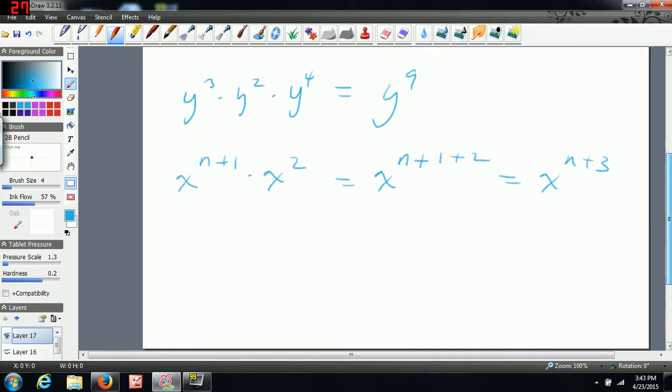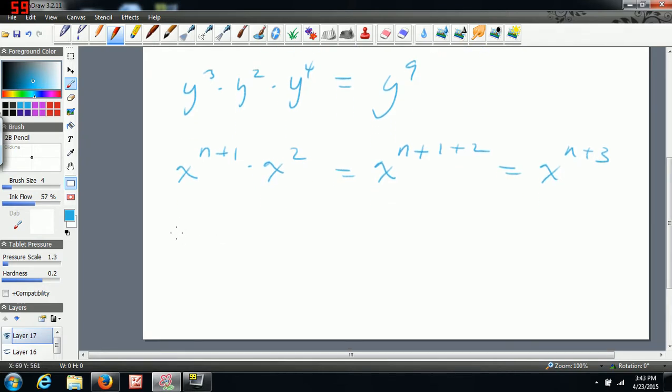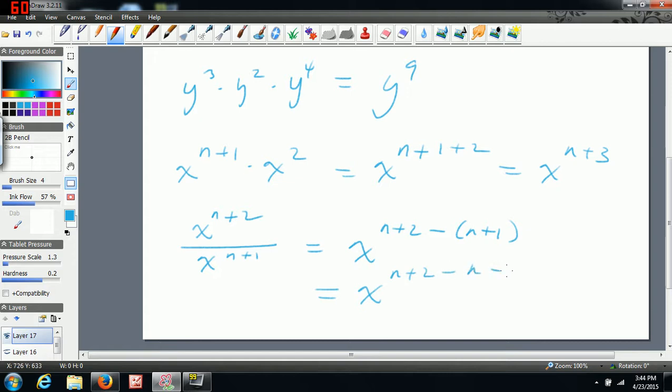So that's another one. If you were asked to simplify x to the n plus 2 divided by x to the n plus 1, you would just write that as x to the n plus 2 minus n plus 1. Okay, and that would be the other rule for division. When you have the same base, you just subtract the exponents. So that would be n plus 2 minus n minus 1. That would go into both. And that would be x to the, so these would cancel, and 2 minus 1, so that would be x to the 1, or just x. Okay, so that's another one.